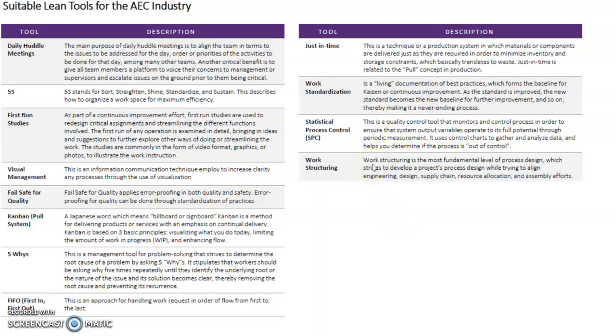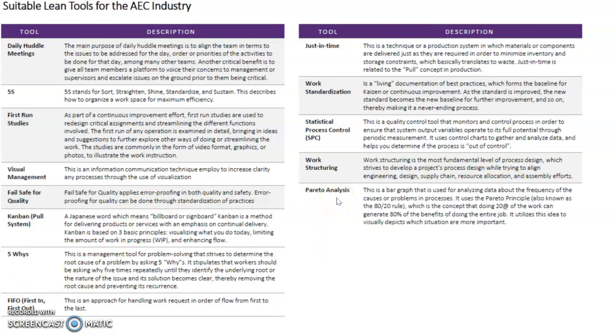Work structuring is the most fundamental level of process design, which strives to develop a project's process design while trying to align engineering, design, supply chain, resource allocation, and assembly efforts.